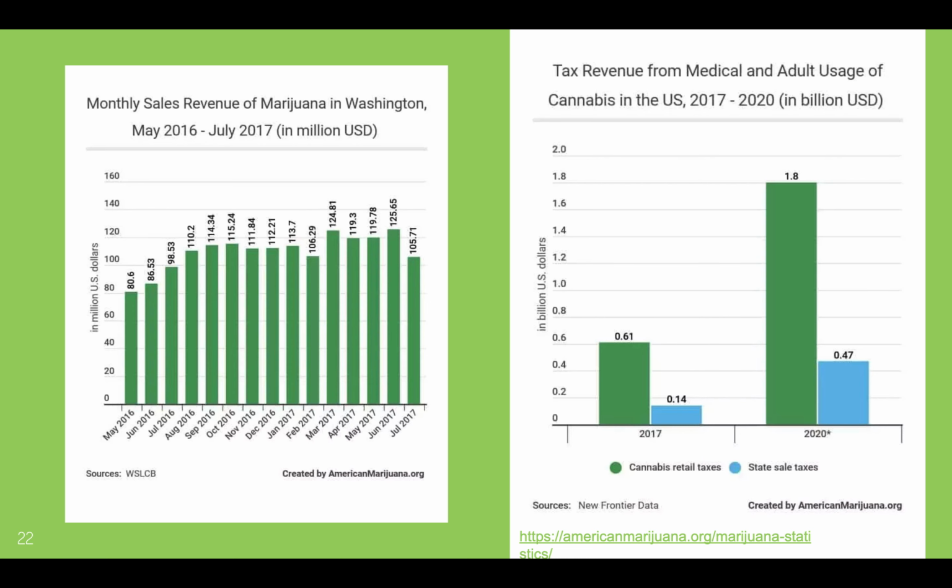The tax revenue from medical and adult use of cannabis in 2017-2020 is the graph on the right. The green line that goes up is the cannabis retail taxes, and the blue is the sales taxes. In 2017, $0.61 billion was made in cannabis retail taxes, and for state sales tax, it's $0.14 billion US. And then in 2020, for cannabis retail taxes, it's $1.8 billion, and for the state sales tax, it's $0.47 billion.